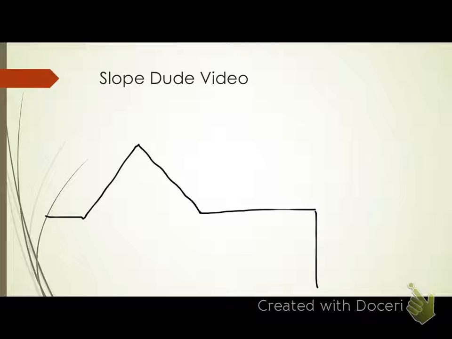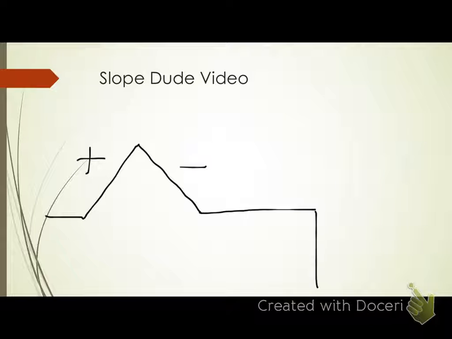Okay. So when Slope Dude was going uphill from left to right, what did he say? Positive. What that means is, if I have a line going uphill from left to right, the slope of that line will be a positive number. Okay? What did he say going downhill? Negative. If I have a line going downhill from left to right, the slope is going to be a negative number.